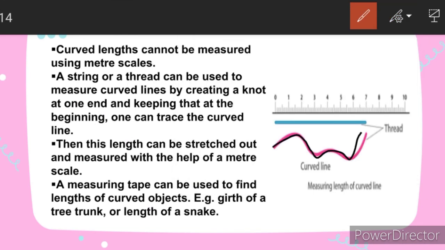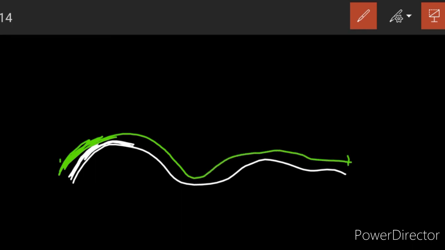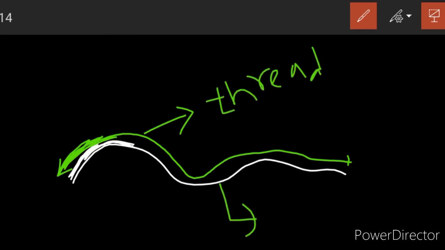So what you will do is, first of all, you will measure that curved line. How are we going to measure here? Here it goes, people. You are going to place a string, a thread you have to take, and you have to place it on the side of that curved line. For example, that much you took of the string. The green colored one is the thread that I'm using, and this white colored one is the curved line that I have to measure. So I'm going to use that thread and do it like this.